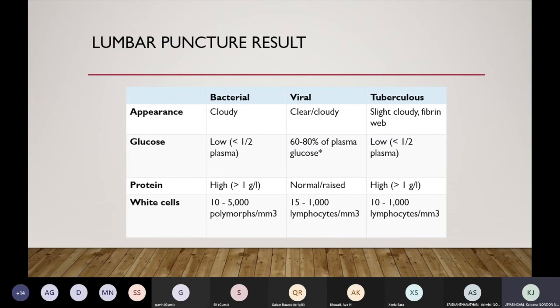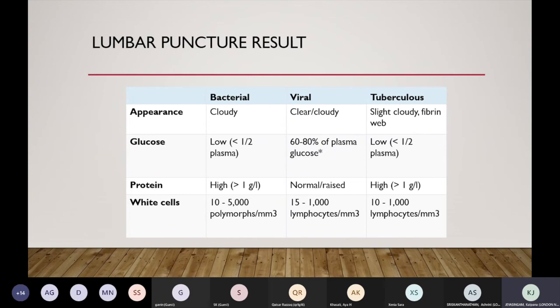So the four things that you look at are, one, the appearance or the actual color of the CSF fluid, the level of glucose, the protein, and the white cell count, and obviously culture, which tells you exactly whether there is a bug growing. Starting with appearance, if it's bacterial, i.e. bacterial infection or tuberculosis, which is also a bacteria, it usually has a cloudy color. And in tuberculosis, you get this fibrin web, whereas in viral illness, it's usually clear.